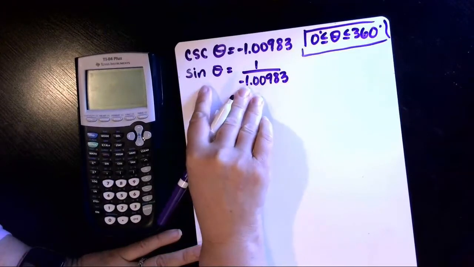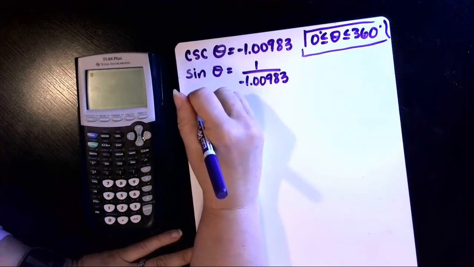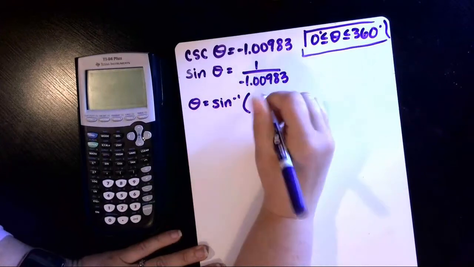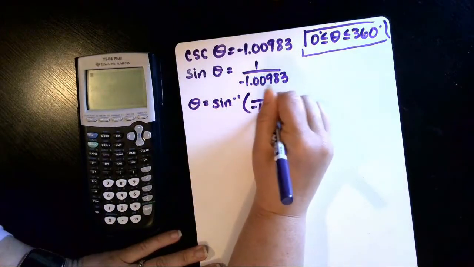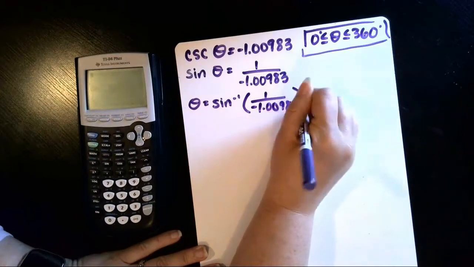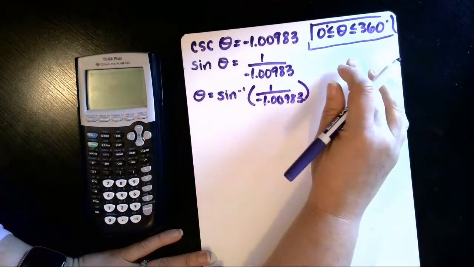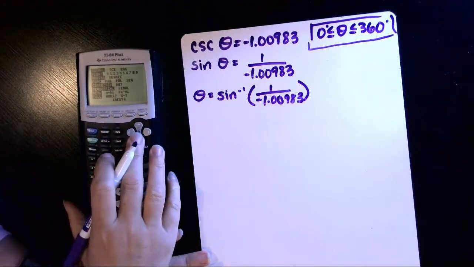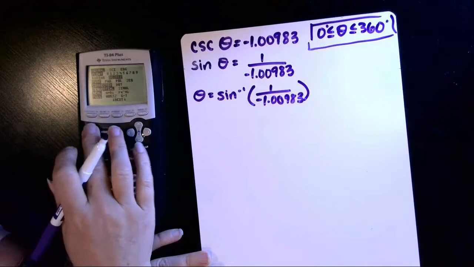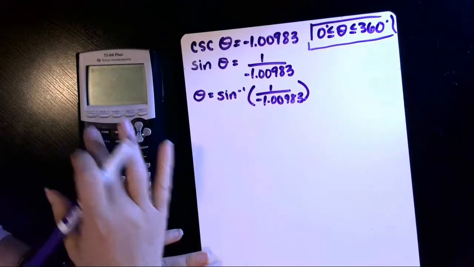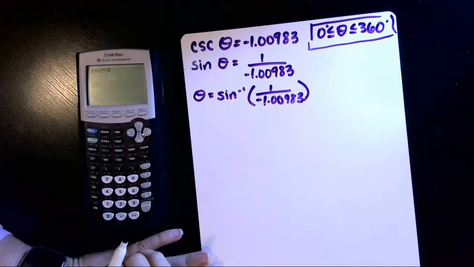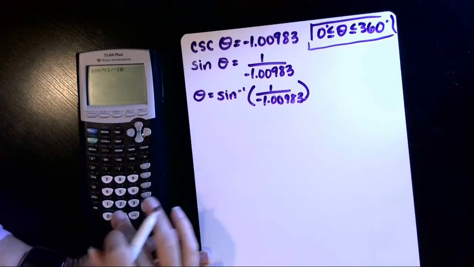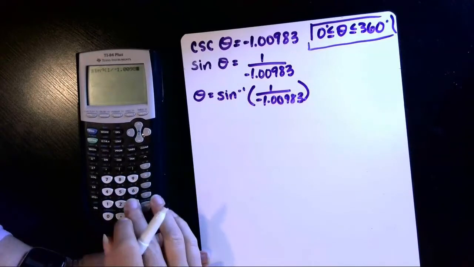So we're going to need to take the inverse of sine of both sides, which would be arc sine. So theta is equal to the arc sine of 1 over negative 1.00983. And since we want to find answers in degrees, we're going to put the calculator into degree mode, and then we can do the arc sine by pressing second sine of 1 divided by negative 1.00983.